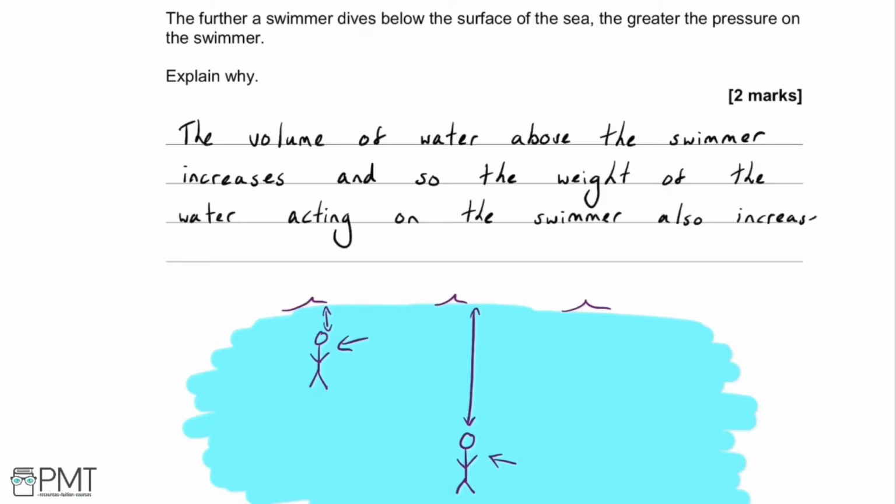And just to quickly break that down in terms of marks, your first mark is that the volume of water above the swimmer increases, and the second is that the weight of the water acting on the swimmer also increases, or you could say the force acting on the swimmer increases.